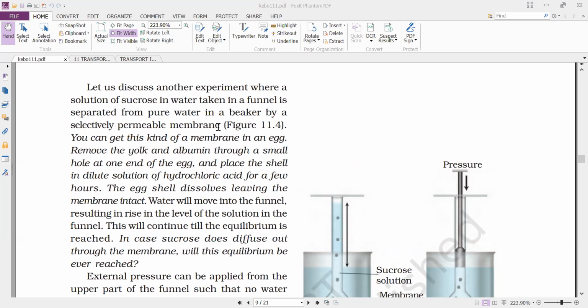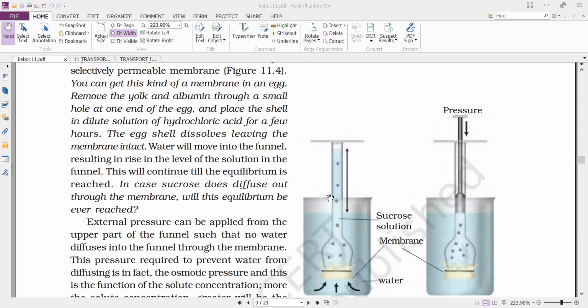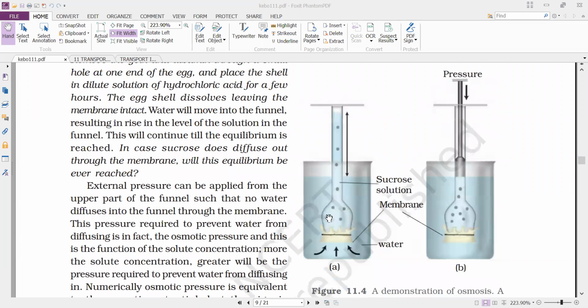Now you have to take a funnel, say thistle funnel, like this, with a long narrow end and a broad opening. The broad end of this thistle funnel is covered with this egg membrane, and it is tied tightly without leaving any gap.